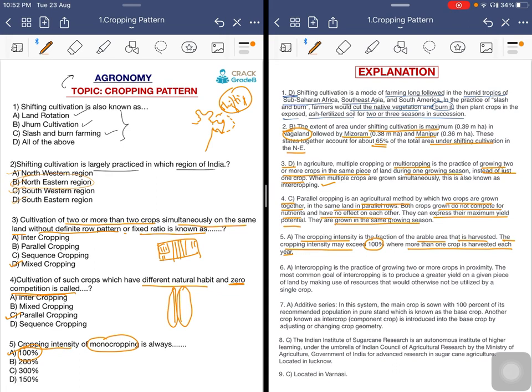The cropping intensity is nothing but how many crops we take up in one piece of land in 1 year. Monocropping means we are taking up only one type of crop; growing it is called a cropping pattern. Sorry, it's called a cropping intensity.